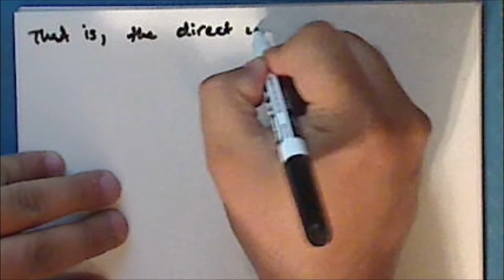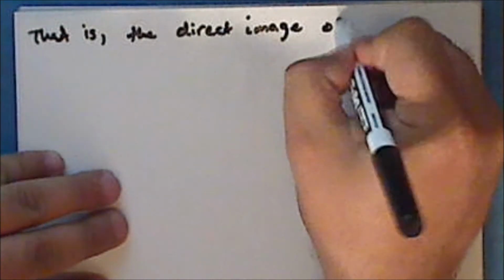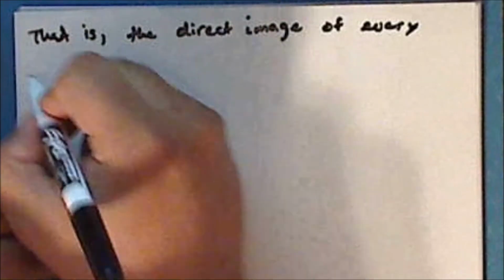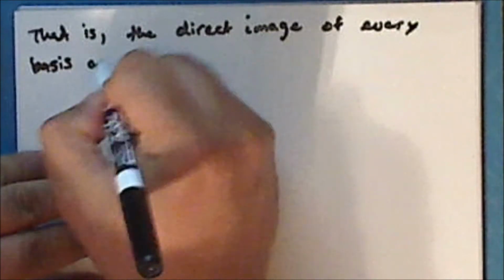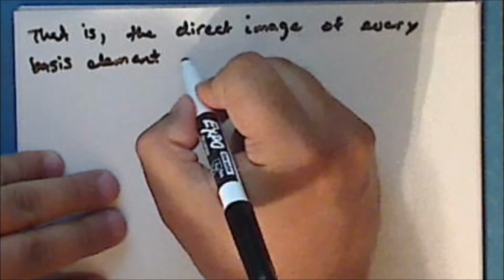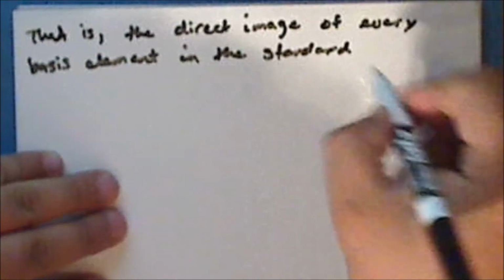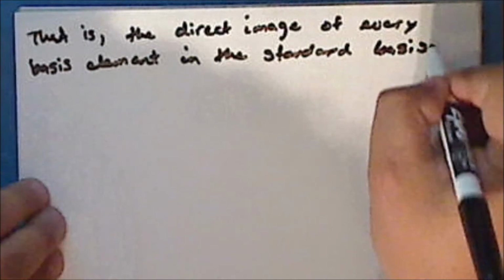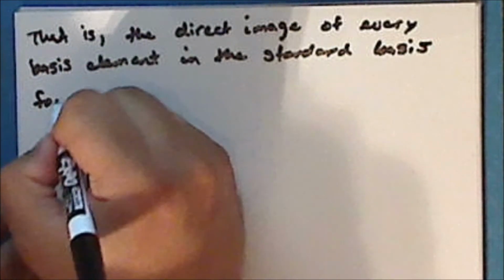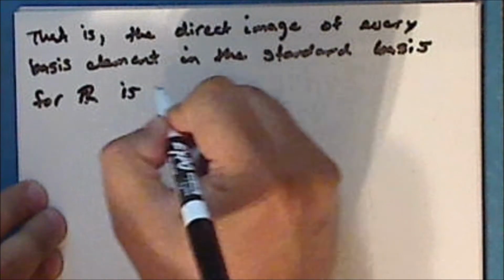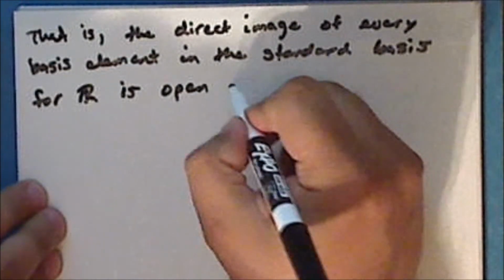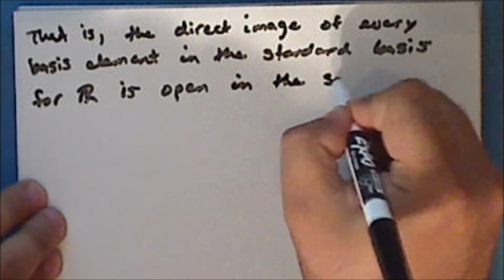That is, the direct image of every basis element in the standard basis for the real line is open in the subspace.